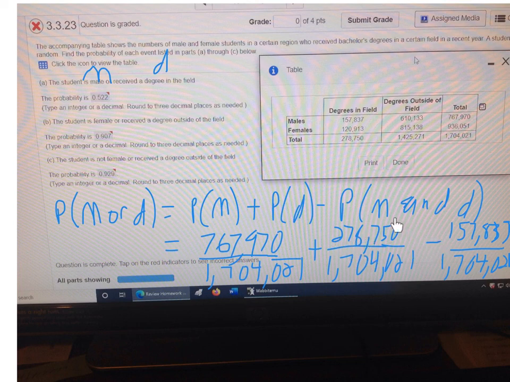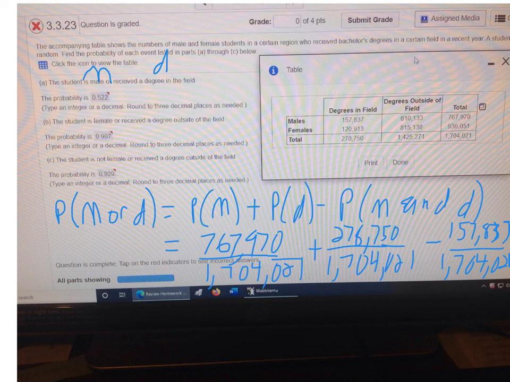Then minus probability male and received a degree. So probability male and received a degree would be this number here, 157,837 divided by the total. So you work out that arithmetic, and I guess you'll get this number here, 0.522. An alternative way you could have worked this is, just add this number, and this number, these three numbers here, because they're males and degrees, and then divided by that total. It'll also give you the same answer.